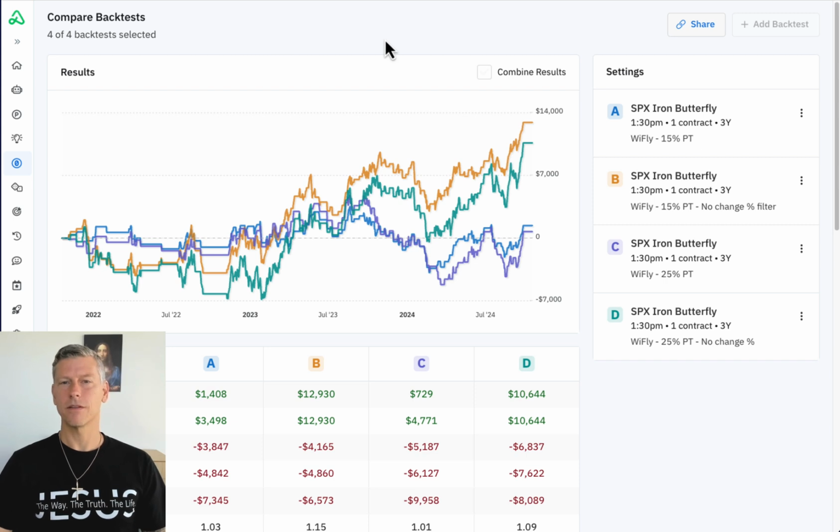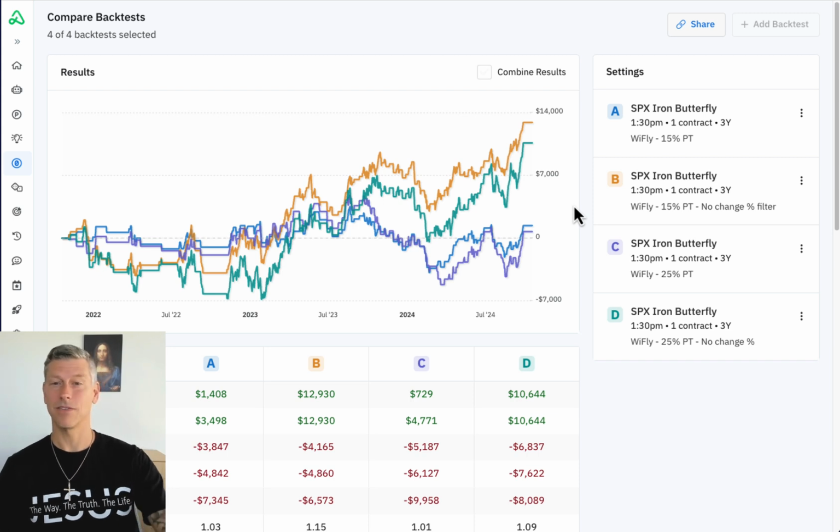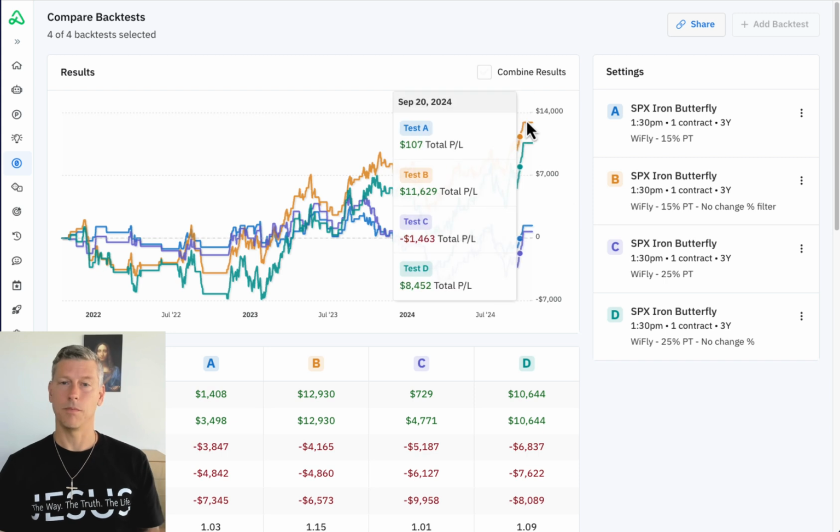In this test, what I tried to see is which profit taking target was actually the best. Plus the bot also has a filter on it which only allows it to trade if the market is plus or minus less than 0.5%. And I wanted to see if I removed that filter, would the results actually be better? And the answer was yes. As you can see here, the current implementation that's live right now, YFly 15% PT, is down here around flat over the past 3 years. The B option, which is to remove the change percent filter, which actually resulted in the bot trading significantly more over time, produced the best results overall.